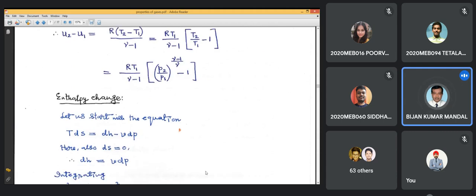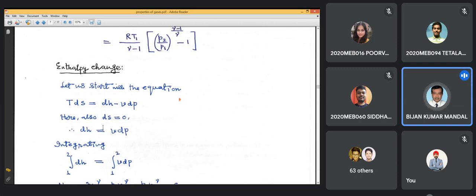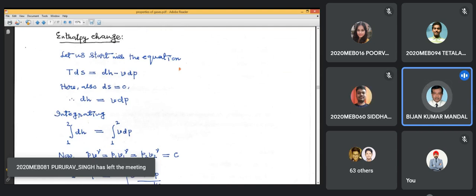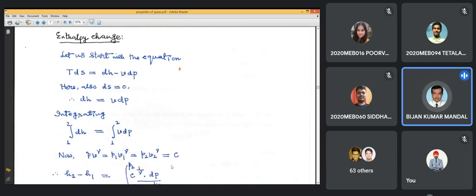So then we'll go for the change in enthalpy. Let us start with this equation: TdS is equal to dH minus VdP. Again put TdS equal to 0, so dH is equal to VdP. Let us again integrate this between state 1 and 2 and replace that V by P.